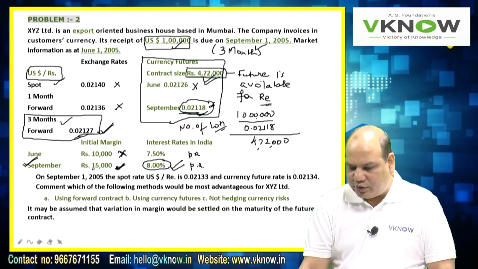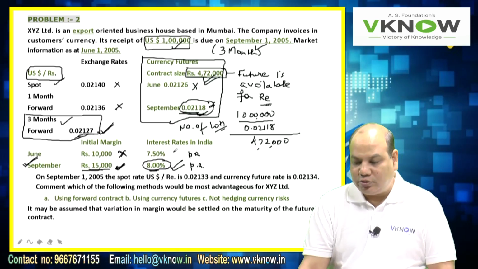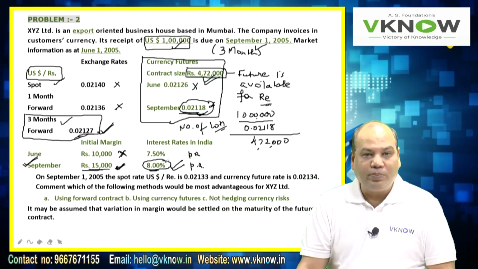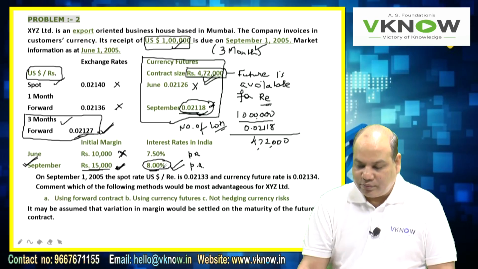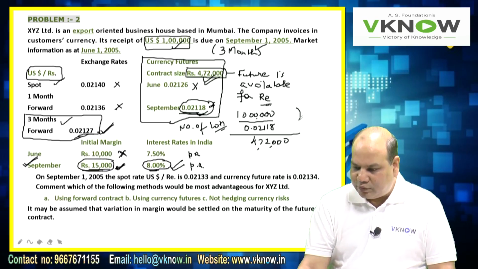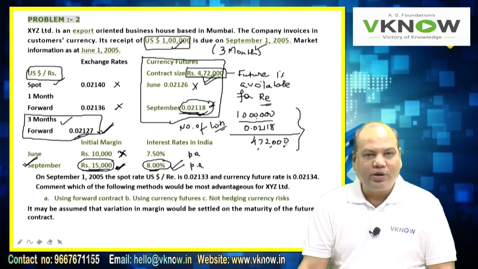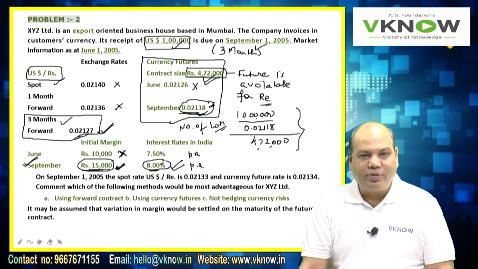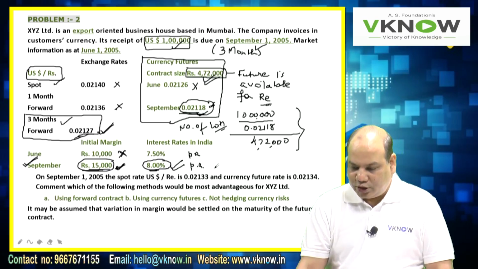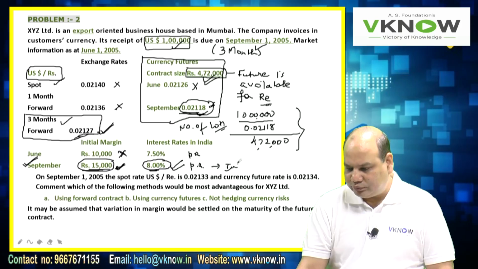So the purpose of giving initial margin and interest rate is to calculate the interest cost due to money blocked in initial margin. So that is 15,000 for one contract. Here we will get number of contracts, which will be rounded off, multiplied by 15,000, and then multiplied by 8% and then multiplied by 3 by 12. It's a 3 months problem.